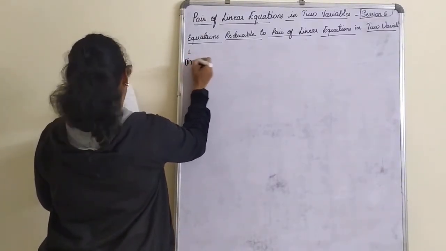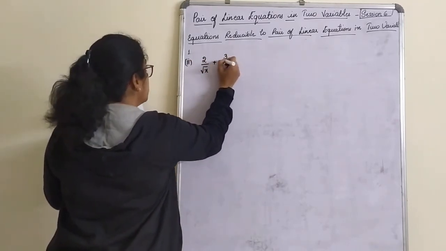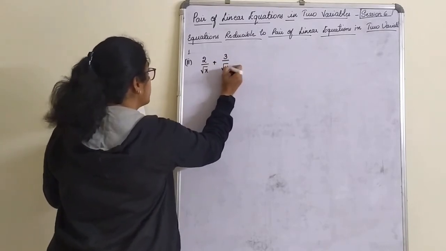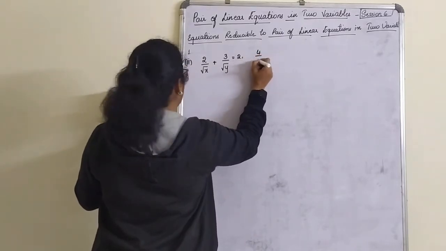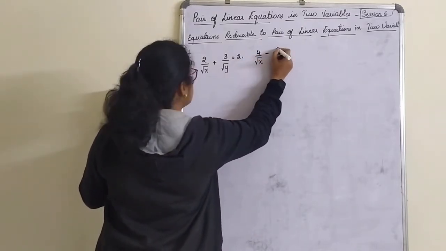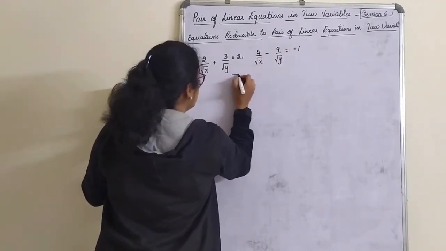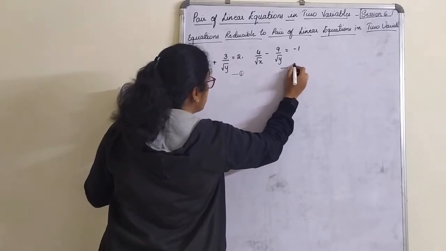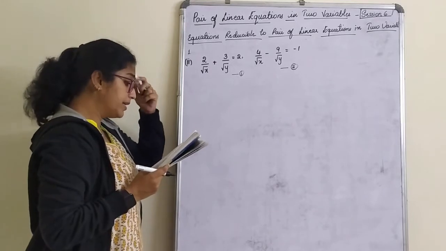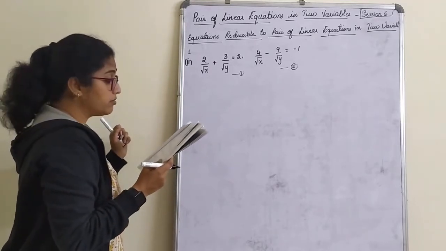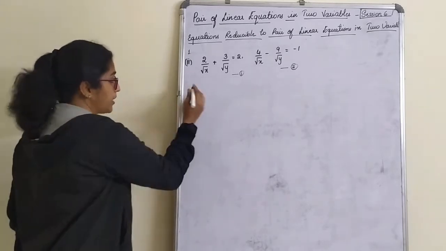Second one: 2 upon root x plus 3 upon root y is equal to 2. And the next equation is 4 upon root x minus 9 upon root y is equal to minus 1. So this is my equation 1 and this is my equation 2. Why? Because they are the given, original equations. So we'll check the equations: 2 by root x plus 3 by root y is equal to 2, and 4 by root x minus 9 by root y is equal to minus 1.